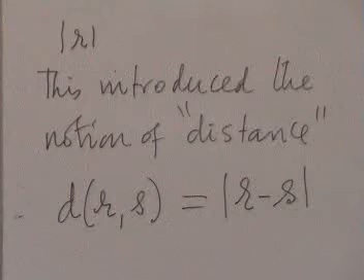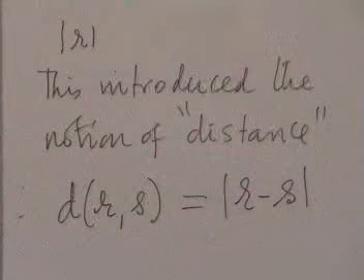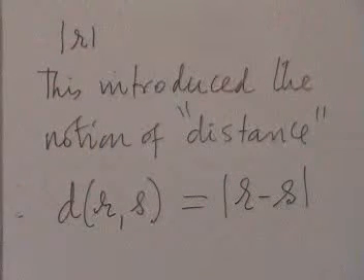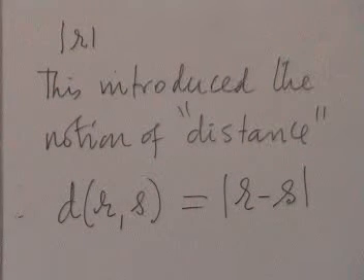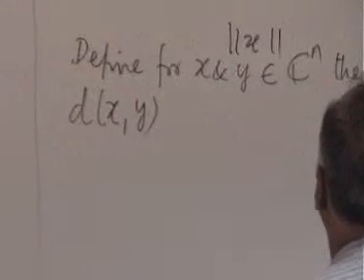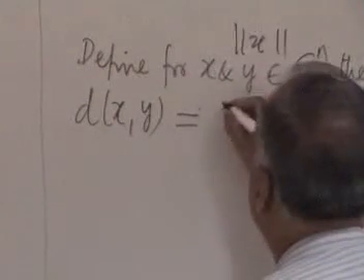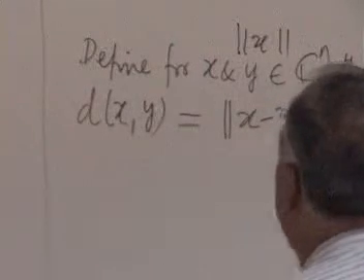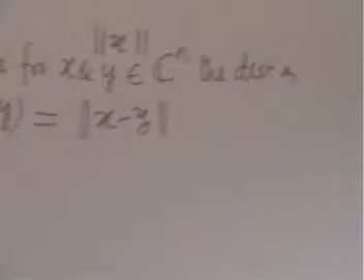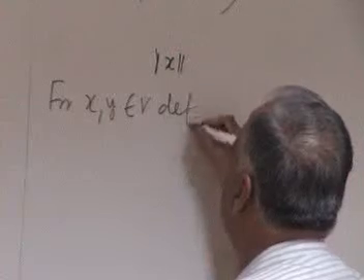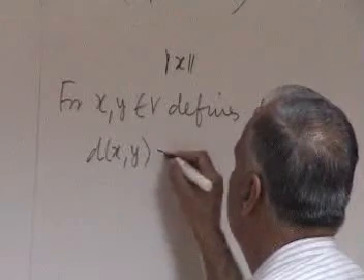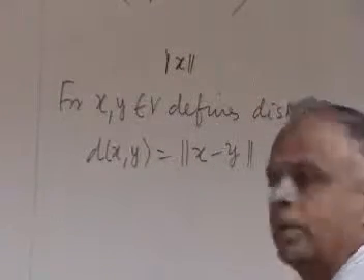Now this suggests immediately that you do the same thing in the vector spaces also. If you have two vectors x and y in Cn, define the distance d(x, y) to be equal to the norm of x minus y. Same thing for x and y in a normed space: define the distance d(x, y) equal to the norm of x minus y.